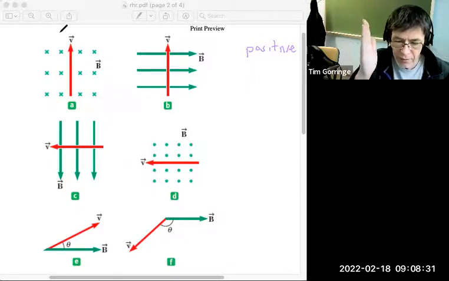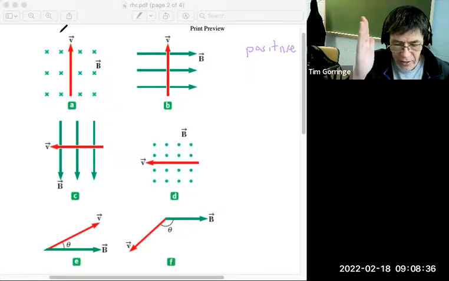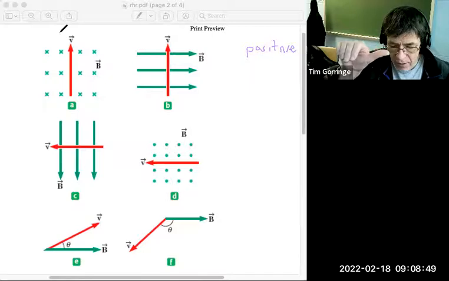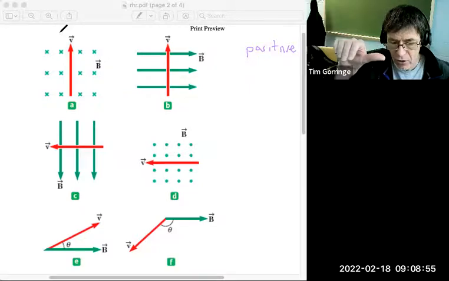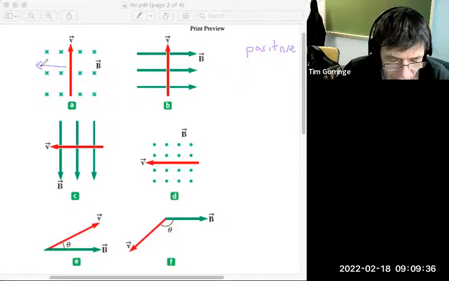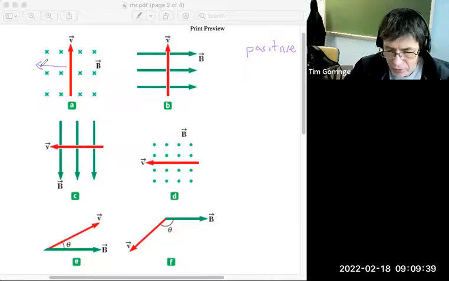So I'm going to take my right hand. I'm going to point the palm of my right hand in the direction of the velocity vector, that's up. I'm going to curl my fingers of my right hand in the direction of the magnetic field, that's into the screen. My thumb will point in the direction of the magnetic force on a positive moving charged particle. So that's over on the left. The force on the positive charged particle is towards the left.